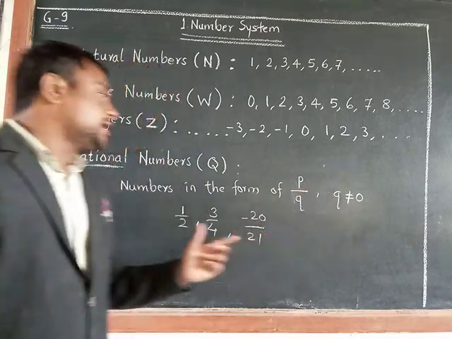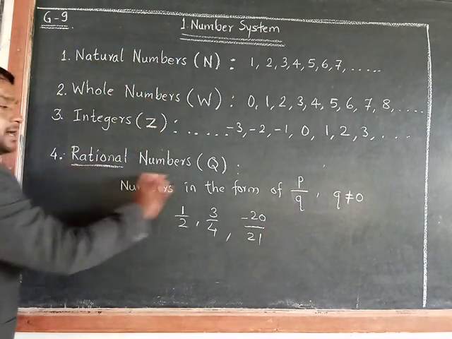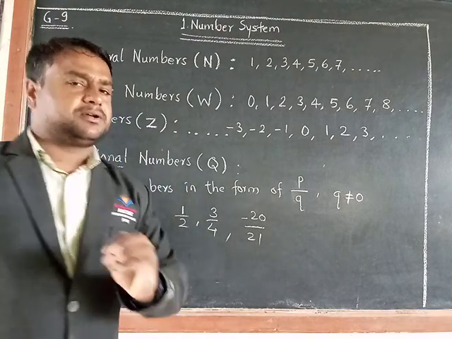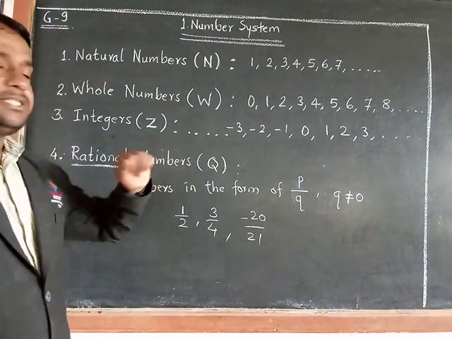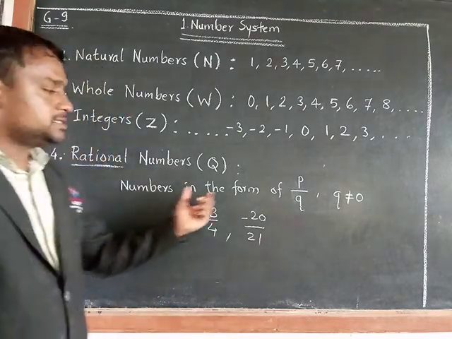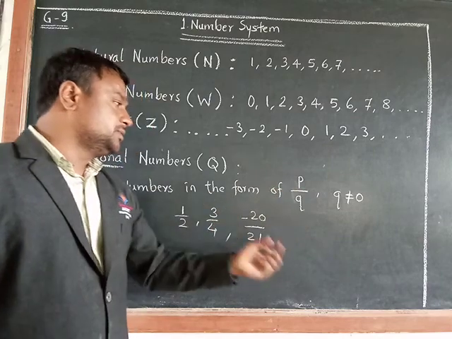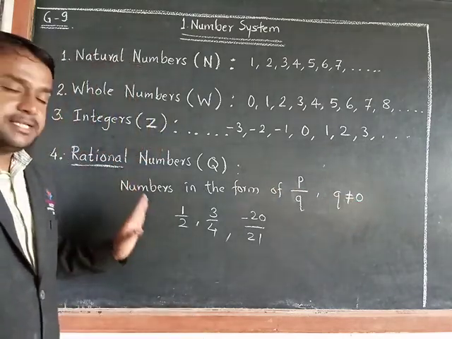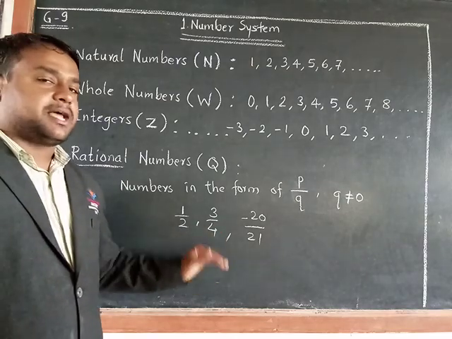Okay, so such kind of numbers are called rational numbers. We already discussed that type of number last year in grade 8 maths. Numbers which are in the form of p/q, where q does not equal 0, are called rational numbers.